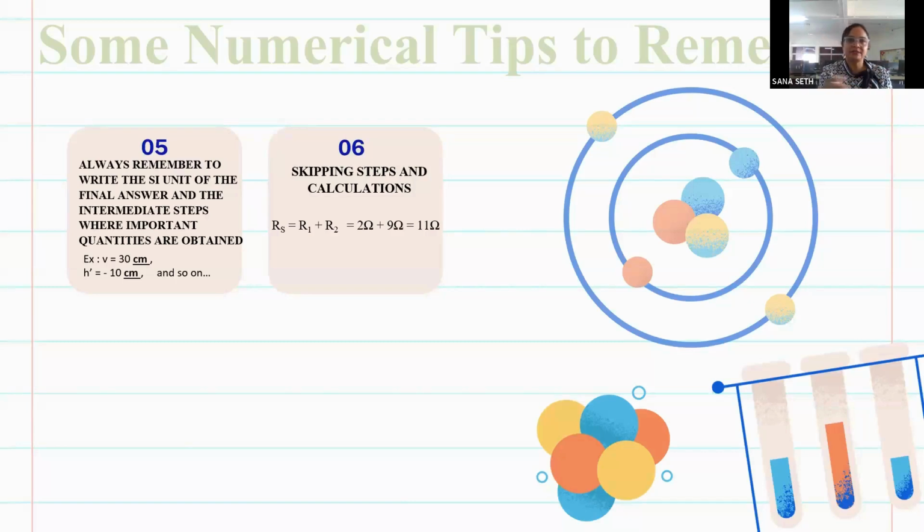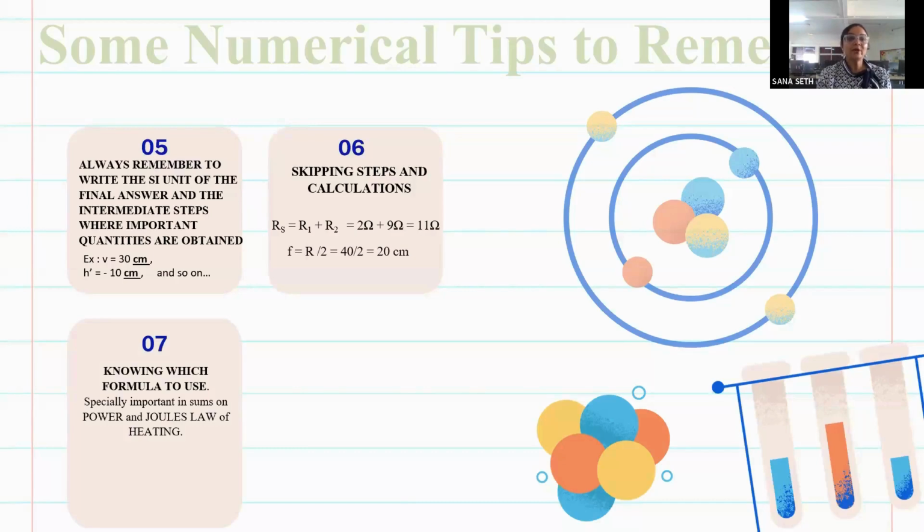Don't skip any of the steps. You never know, they will award half marks for the first part and half marks for the final portion. I've given one more example. Focal length is radius of curvature upon 2. So please write the formula, write the substitution, get the answer 20 centimeters directly.